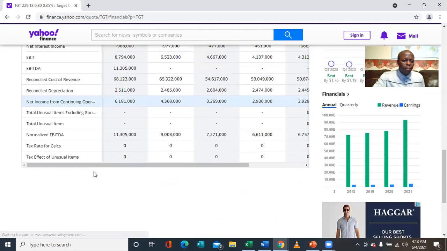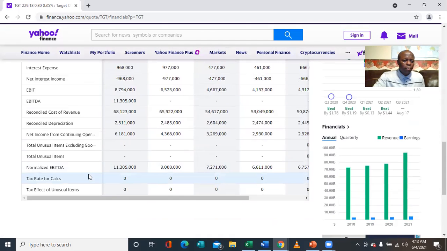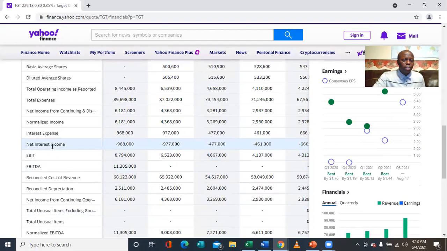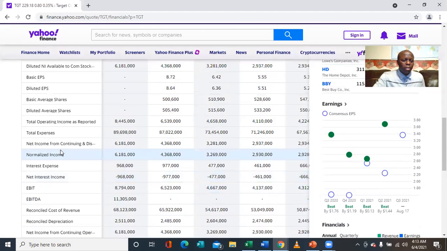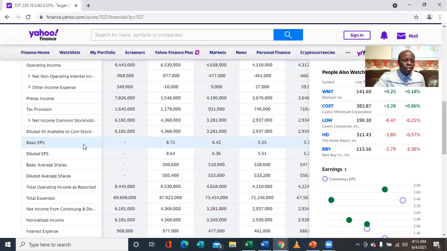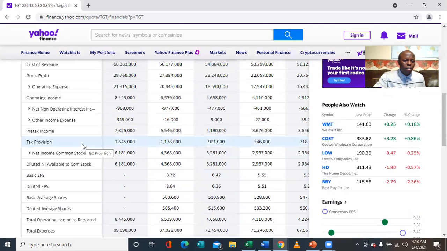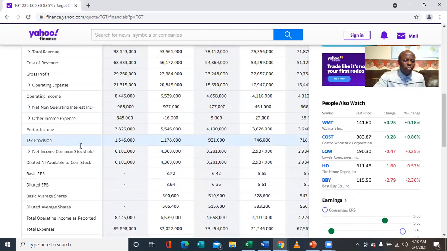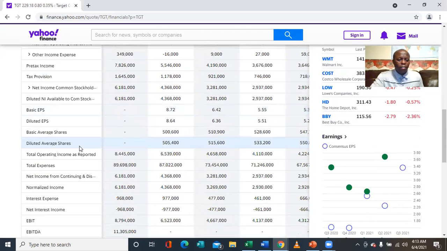Okay. Let me see the best one to use. Net income. See, net interest income. No, we can't use that one. Net income from continuing and discontinued operations. Okay. Probably can use that one. Let me see which one is better for us to use, because here it has to be the same as we have. And this should be the net income right here.